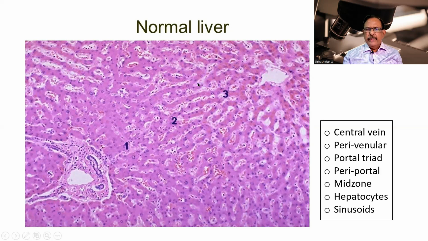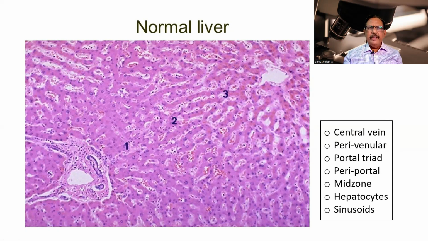There are three zones. Initially, this used to be called one, the perivenular region. But now, the periportal region is more important. It is called as 1, the midzonal as 2, and the perivenular region as 3.